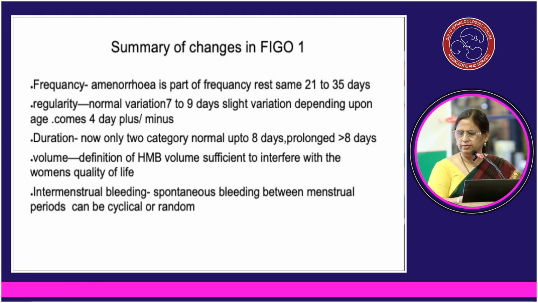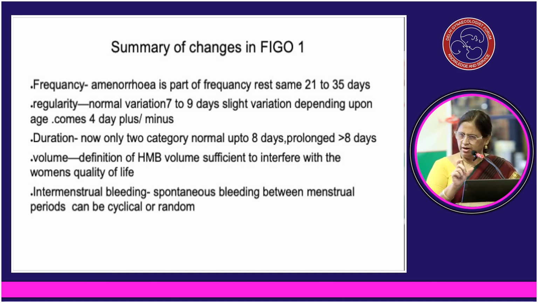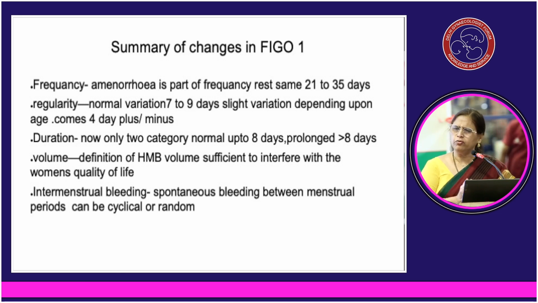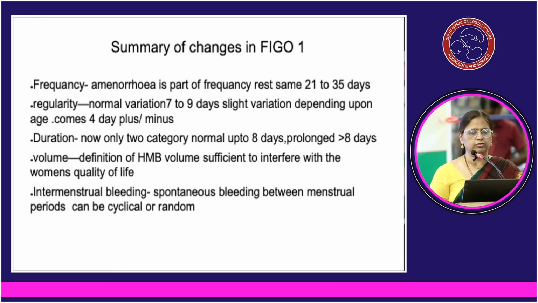is supposed to be normal, but if the variation is more than 7 to 9 days, it is abnormal. 7 to 9 days means the patient is having a cycle of 28 days. So she should not have 4 or 5 days early or 4 or 5 days later. So the total change may be 7 or 8 or 10 days, but 4 to 5 days she should not have earlier and 4 to 5 days she should not have later. So this is the change in the duration.